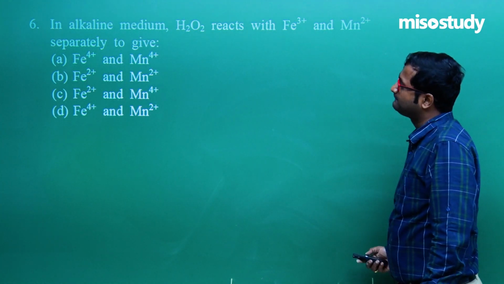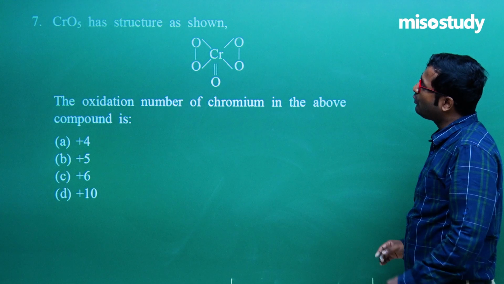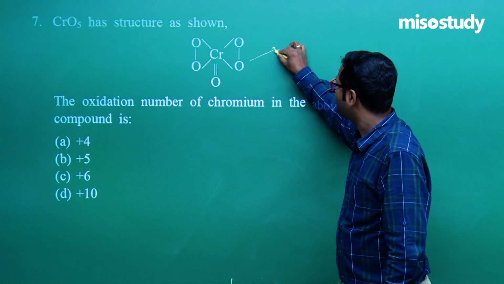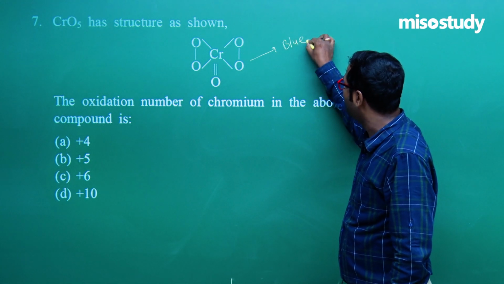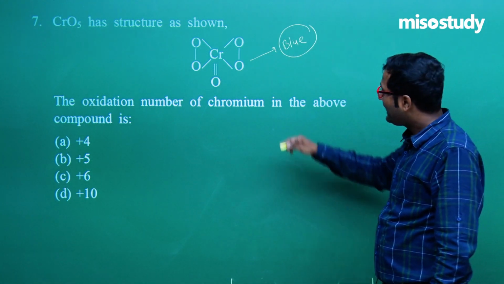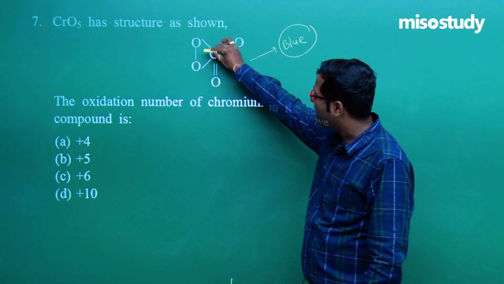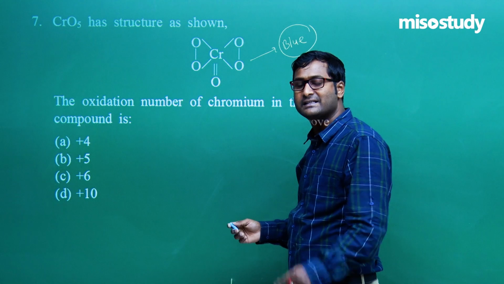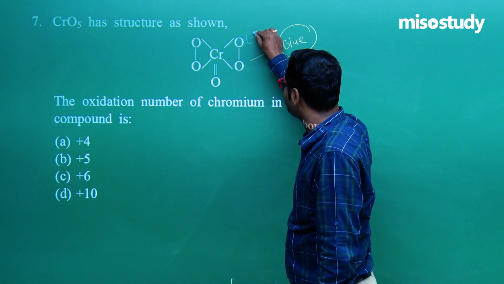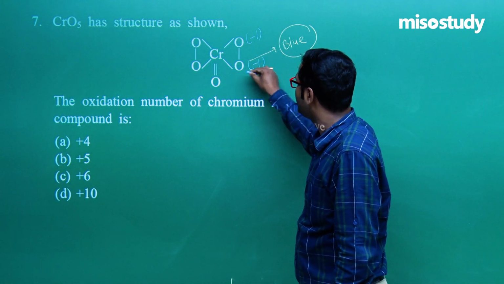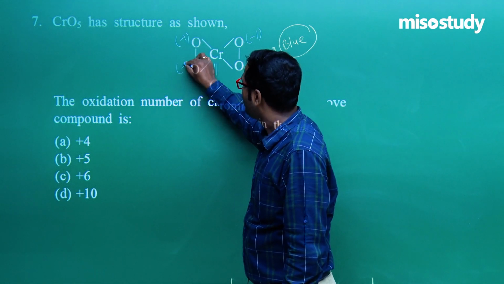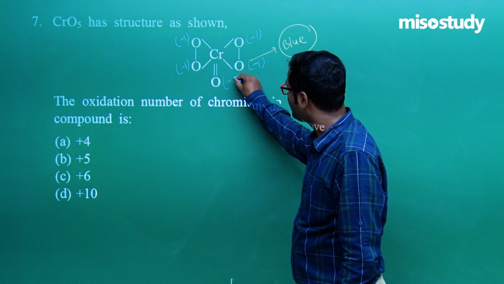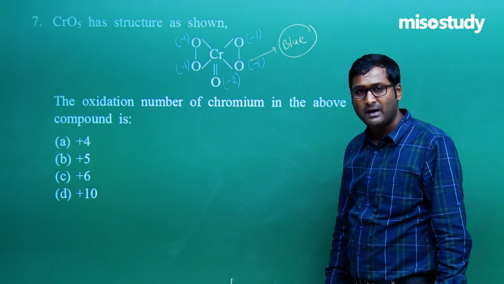Now, CrO5 has a structure. This is the butterfly structure, and the color of CrO5, we people know, is blue. Clear? Here look at, oxygen is in peroxy linkage. If the oxygen is in peroxy linkage, then oxygen has oxidation state not -2. This one is -1, -1. Clear? But this is not a peroxy linkage. Here the oxygen has oxidation state -2.